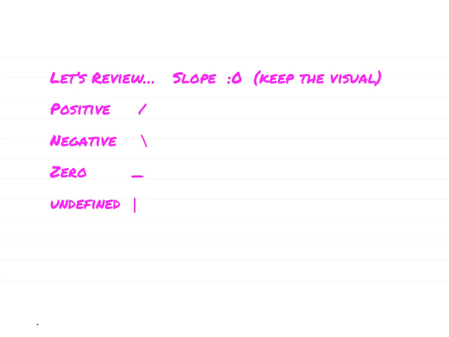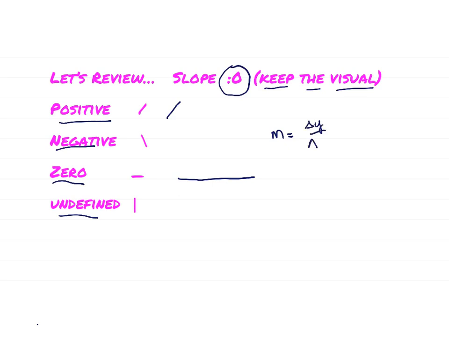Look at this little, very important. Let's always keep the visual. Positive slopes slant this direction, negative slope this way, 0 are flat and undefined are up and down on the x-axis. So we always need to keep that in mind. Plus, let's always remember that the slope is the change in y over the change in x. Also, FYI, the rise over the run.